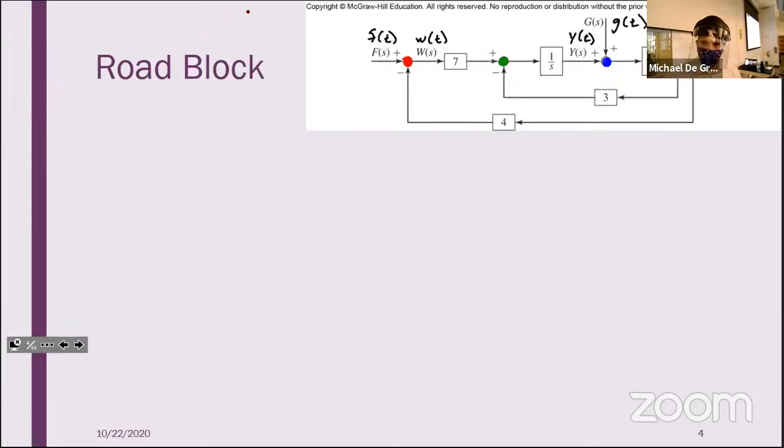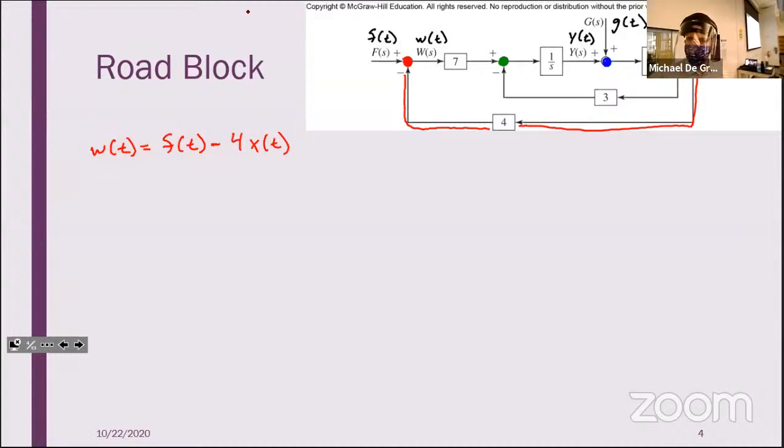So we're looking at this red node. What do we have? We have w of t coming out. So w of t has to equal what? What's entering there? We've got positive f of t, minus, how do we know it's minus? Look, there's our negative sign. So what's coming in there? Well, it's 4 times something. Let me run this back. It's x of t. 4 times x of t.